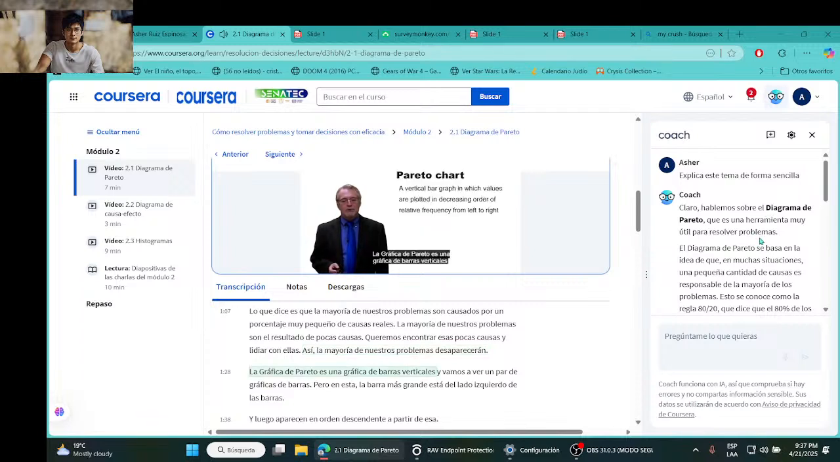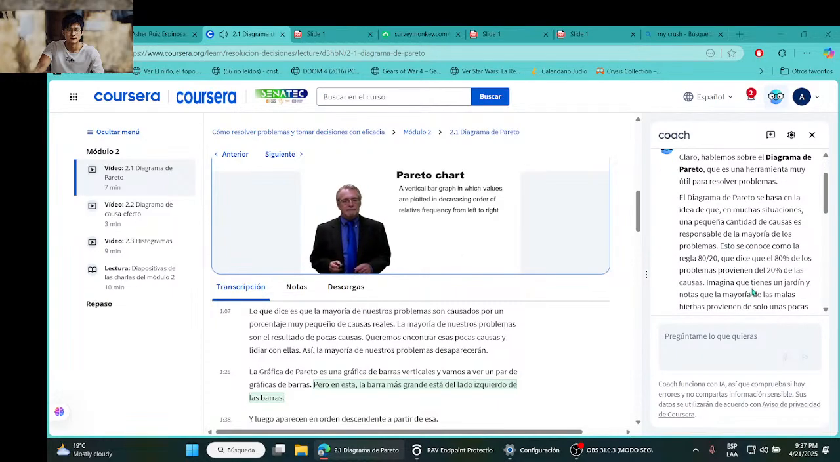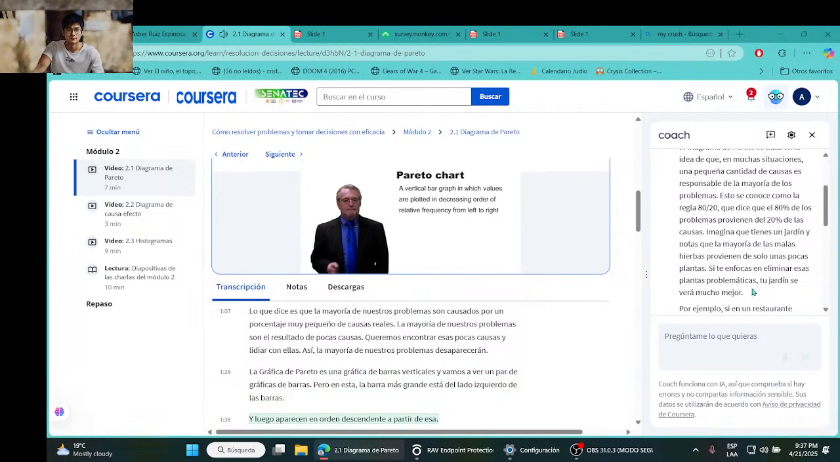A Pareto chart is a vertical bar chart. We're going to look at a couple of bar charts, but in this one, the tall bar is out on the left side, and then the bars are in descending order from there. Why are we going to do that? We'll show you in just a little bit.